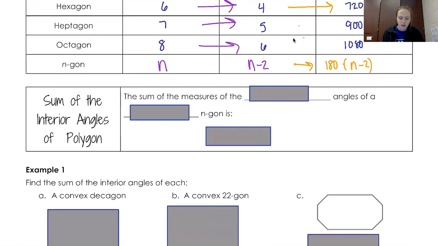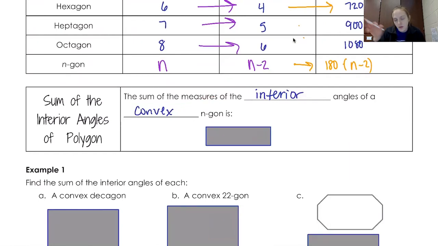The sum of the measures of the interior angles of a convex n-gon. Convex means it just doesn't cave in on itself, right? It doesn't go into the interior.